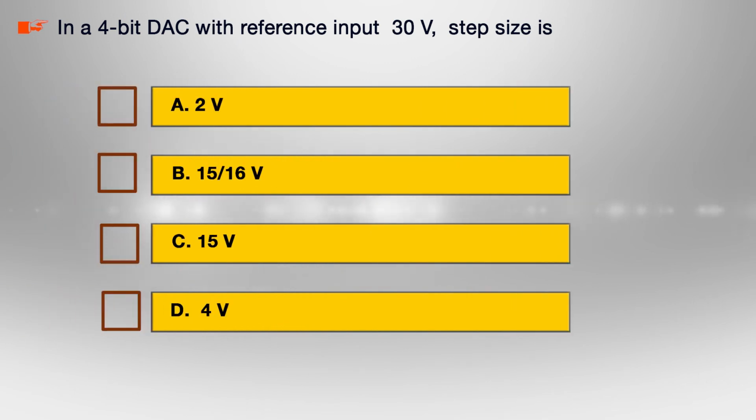Next question is, in a 4 bit DAC with reference input 30 volt, what is the step size? In order to calculate step size, we learned a formula: step size is equal to V reference divided by 2 to the power n minus 1. In this question, n is equal to 4. So, calculating the value, V reference is 30 volt divided by 2 to the power 4 minus 1, which is equal to 15, we get the output 2 volt. So, our correct answer is A.